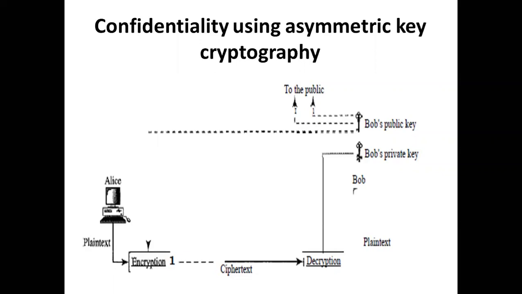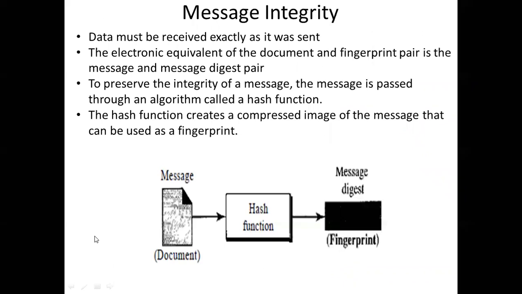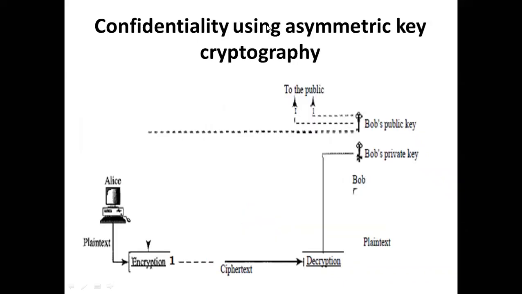One key is called the public key, which is known to the public, and one is called the private key, which is known only to the user, the receiver. Now you can observe in this diagram that the sender, Alice, will generate her data, which is the original data, called plain text.